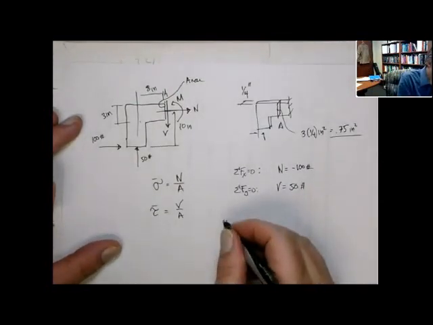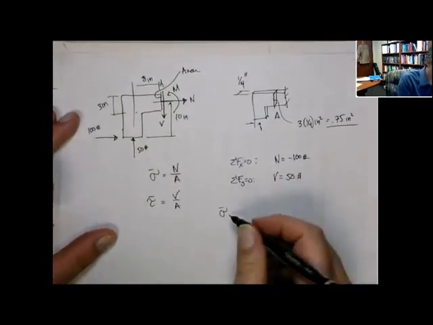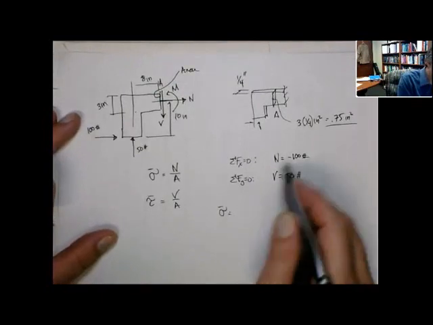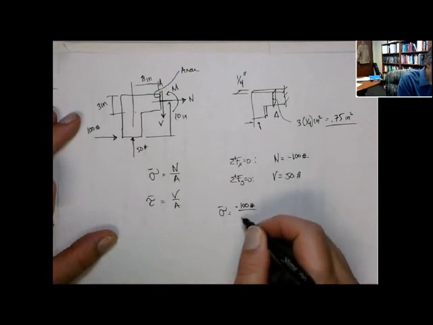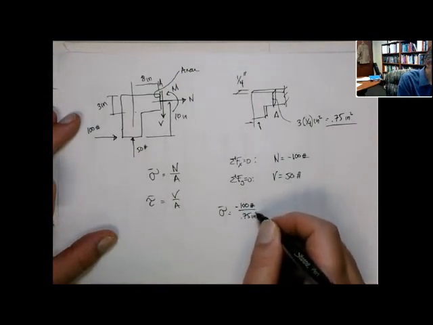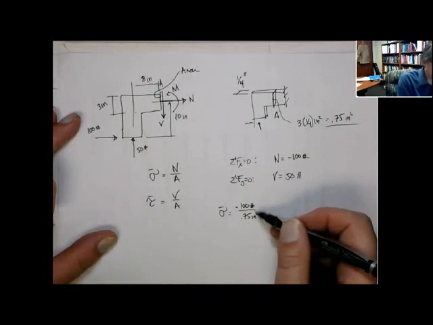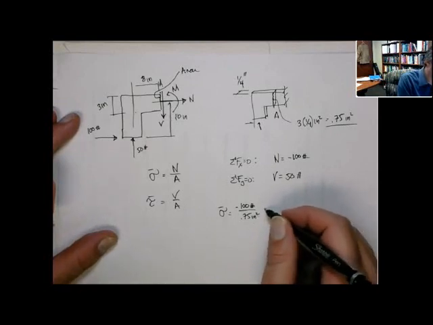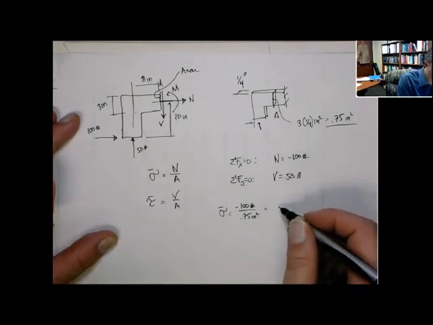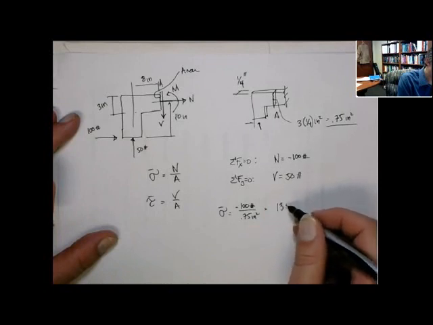All right. So the average normal stress is going to be N, minus 100 pounds over the area, which is 0.75 inches squared. So we're going to get pounds per square inch, and this is going to be 400 over 3. So 1.2. So this is 130 psi.